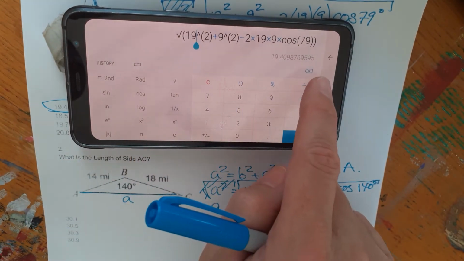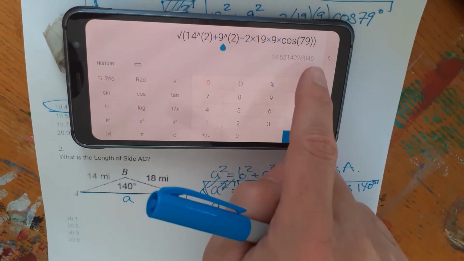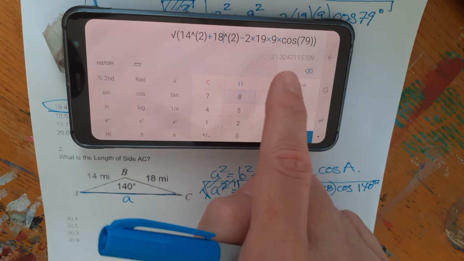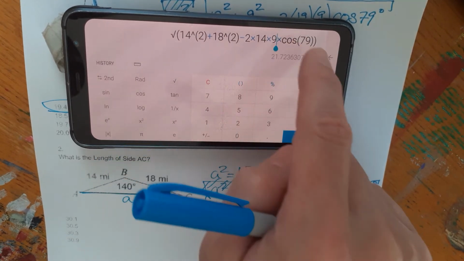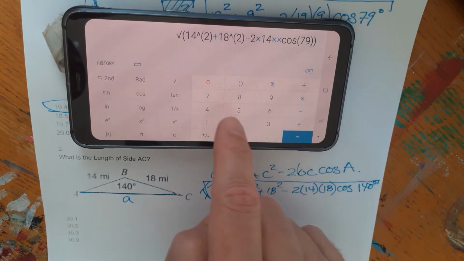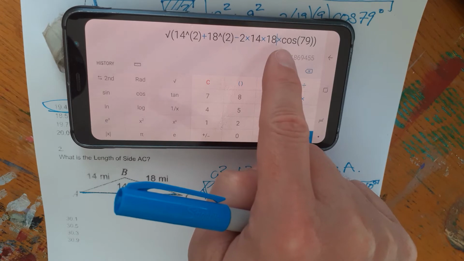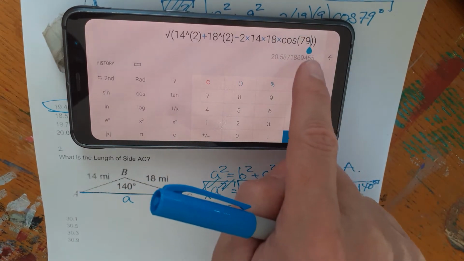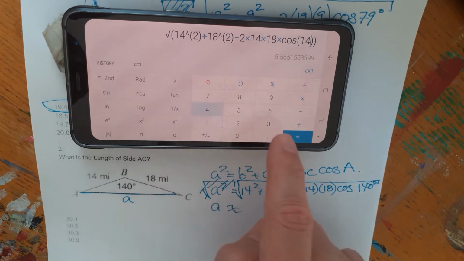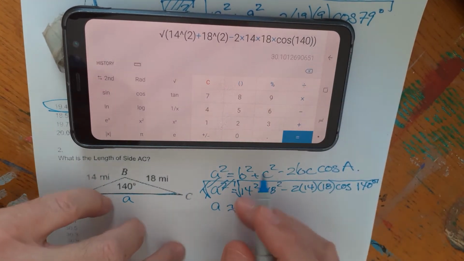So let's change this to 14. Let's make this 18. Let's make this 14. And this 18. So 14 and 18, 14 and 18, and the measurement in this case is 140 degrees. So instead of 79, we'll replace it with 140. And we come out with 30.10.